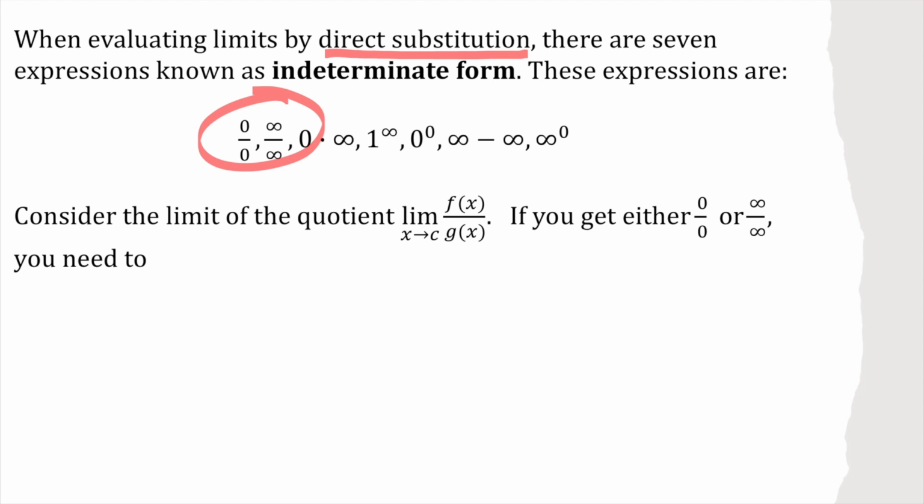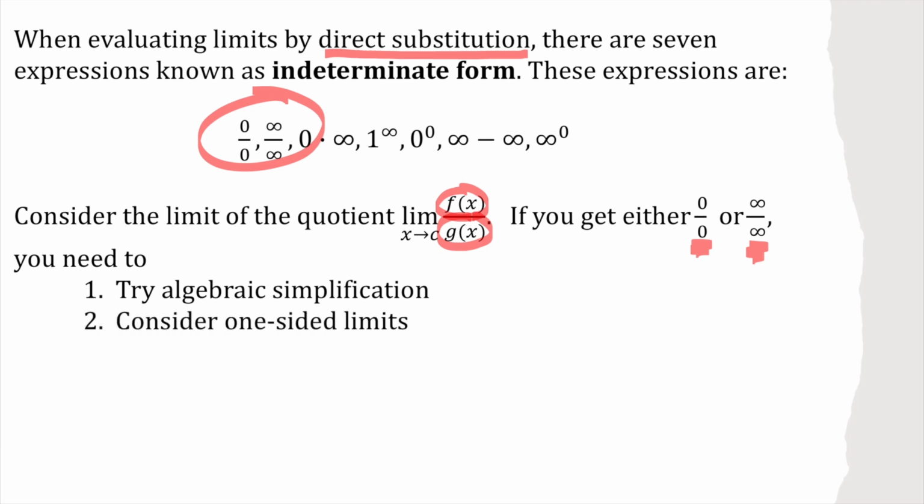Consider the limit of the quotient, limit as x approaches c, of f of x over g of x. And if you get 0 over 0 or infinity over infinity, what we've learned so far is that you could try algebraic simplification, you could consider one-sided limits, or you can do magic.